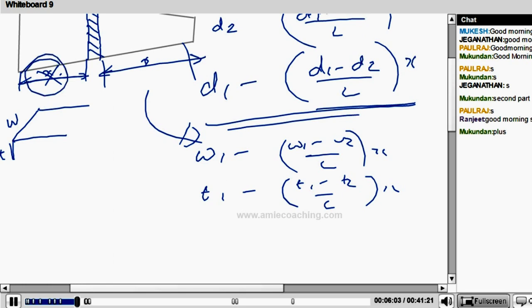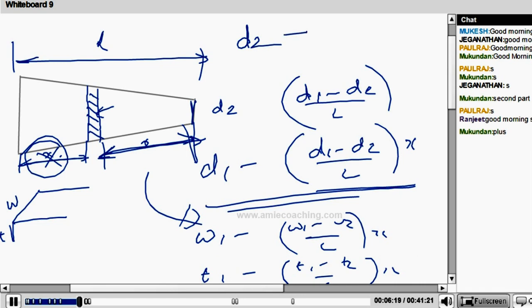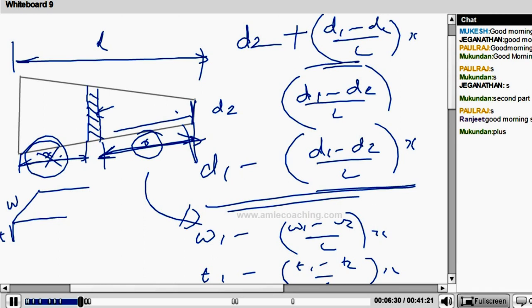Here, instead of taking the x from here, I took that x from the smallest side. Then what change can you see in the equation? In this case, the diameter here is small, here is large. So you have to add, isn't it? D2 plus D1 minus D2 divided by L into x. Am I right? If I take the x distance from the smaller diameter portion, yes, Mugudan says we have to write plus. What about others' opinion?